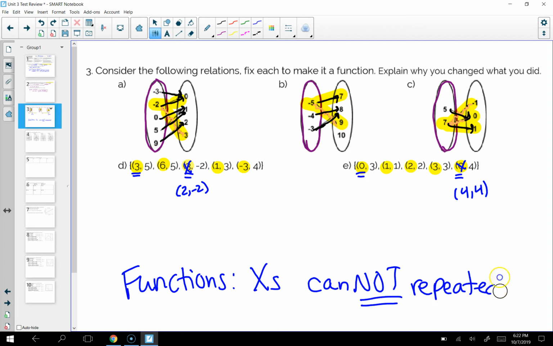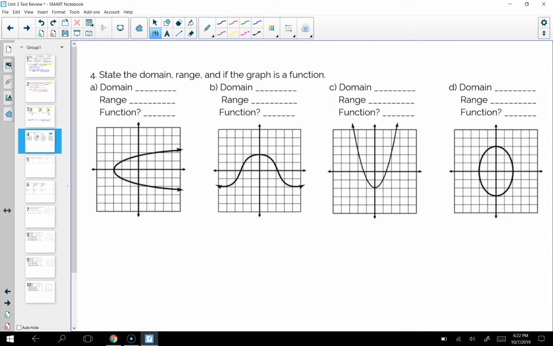Alright. Here we go. State the domain and range, and let's decide if they are functions or not. Okay, so now we're looking at graphs. So remember, to be a function on a graph means that it's going to pass our vertical line test. So I could draw a vertical line and it only touches the graph once. That's what's going to make it a function.